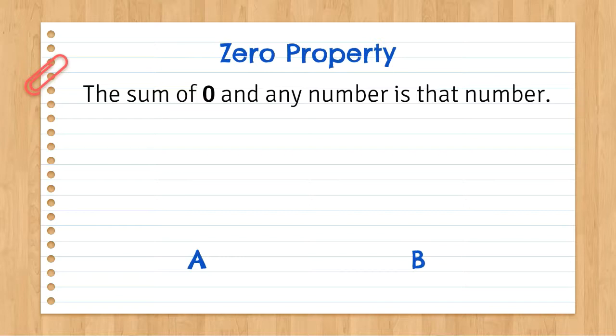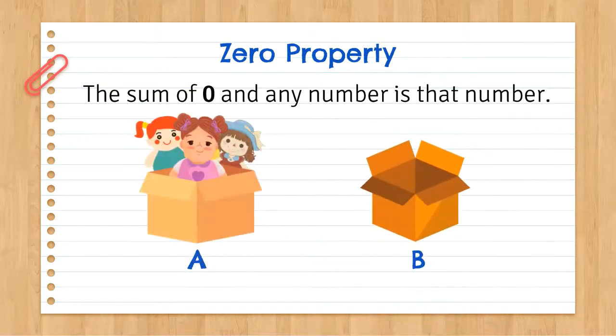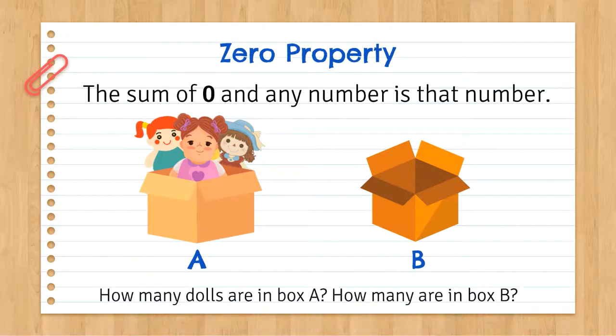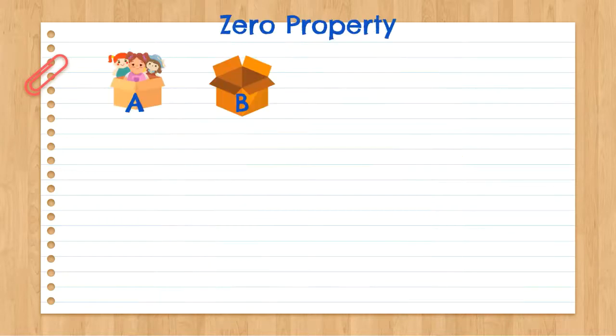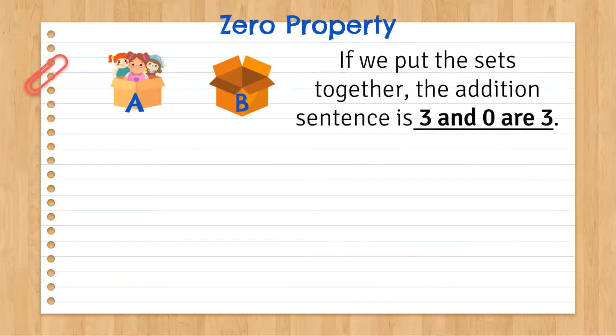So for example, I have here two boxes. In box A, you can see there are dolls, and in box B, it's empty. How many dolls are in box A? Yes, there are 3 dolls. And in box B, there are none. So if we're gonna put this in an addition sentence, how will we do it? If we put the sets together, the addition sentence is 3 and 0 are 3.